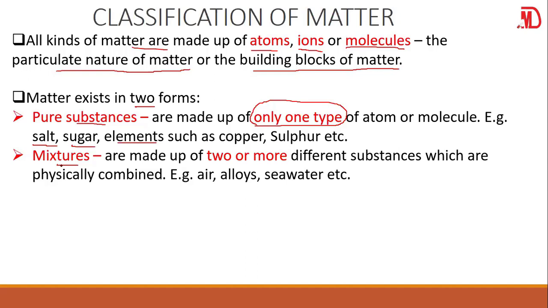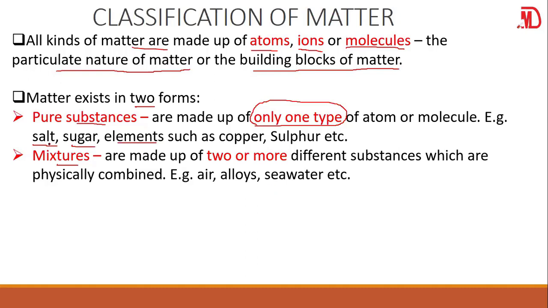Good. And now we have mixtures. These are made up of two or more different substances which are physically combined. So two or more substances mixed together give us what? Mixtures. Example, air. You know, air contains what? Oxygen, nitrogen, whatever it is, all combined together. So air is a mixture. Now, alloys. You know, alloys are also what? Mixtures of two or more what? Metals, isn't it? Two or more metals. Seawater. Seawater is a combination of pure water and salt. So if you mix salt with water, you have formed seawater. As simple as that. And that makes it what? A mixture. So over here we can even say water on its own is also what? A pure substance. Water on its own is a pure substance.